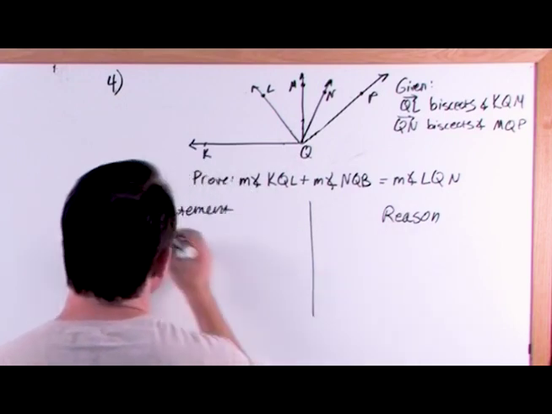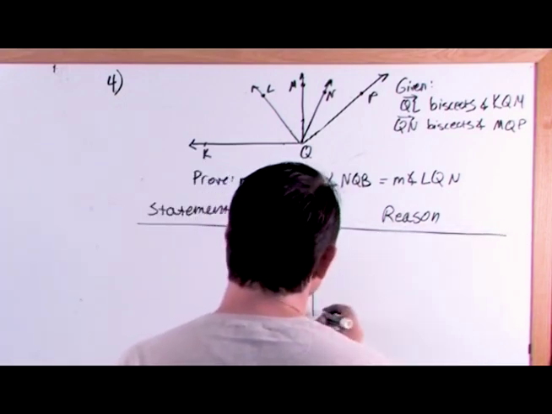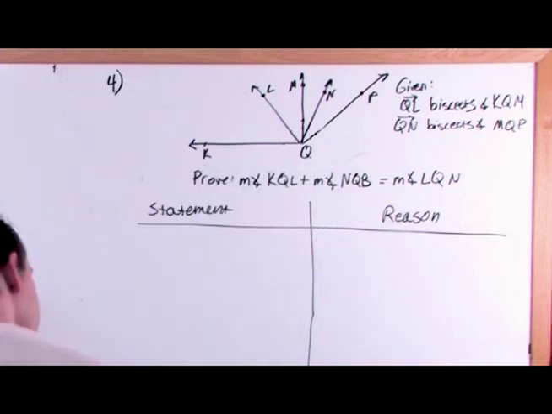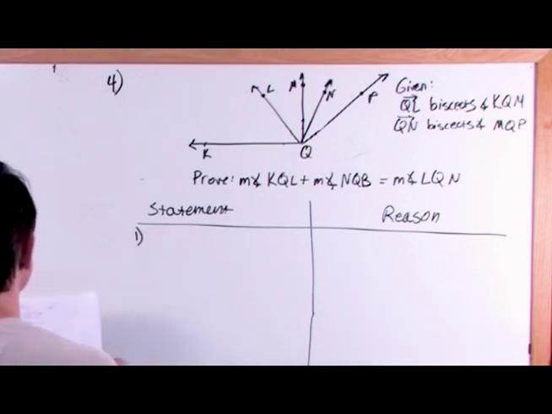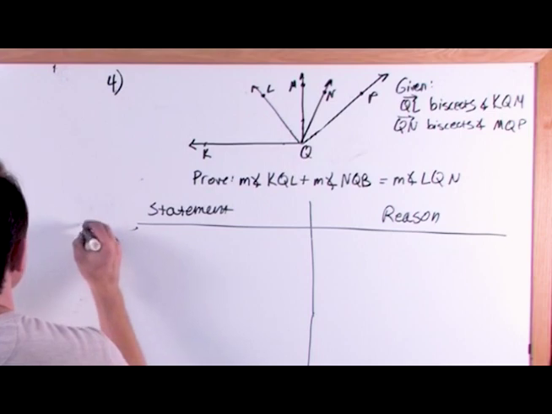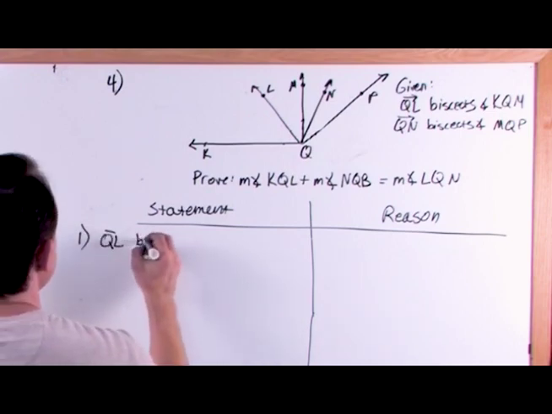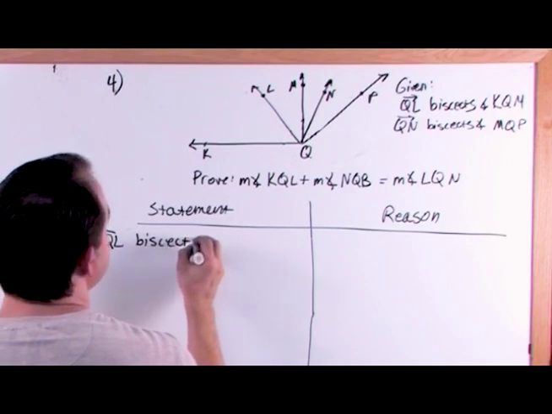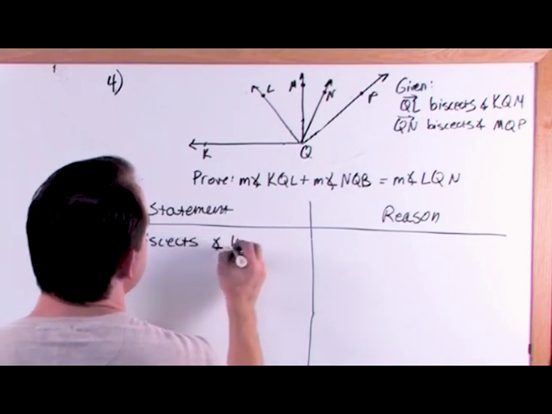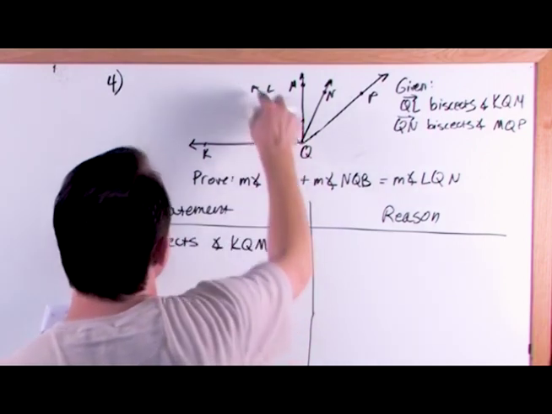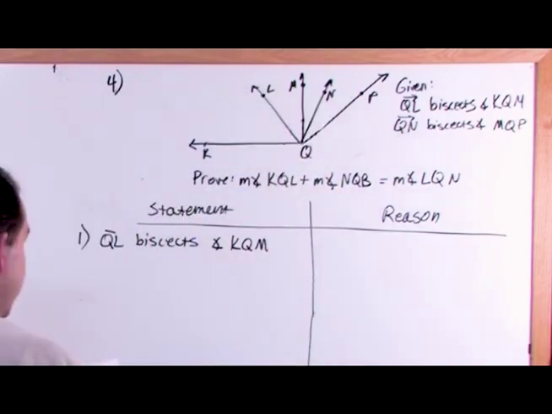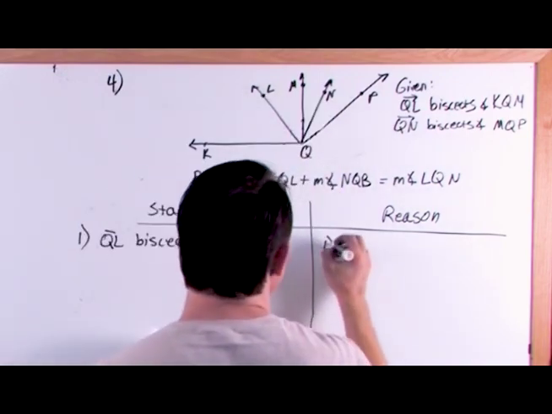And we'll do our statements and our reasons, and we'll just take it one step at a time, and we'll work from the beginning and we'll make our way to the end. So first we start with the givens. Always start with the givens. QL bisects angle KQM. That's a given, so we'll just write that down, given.